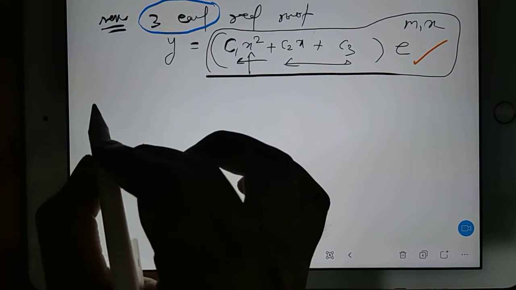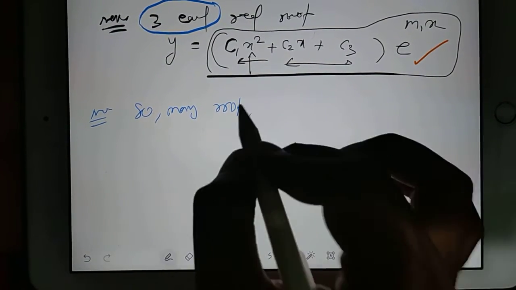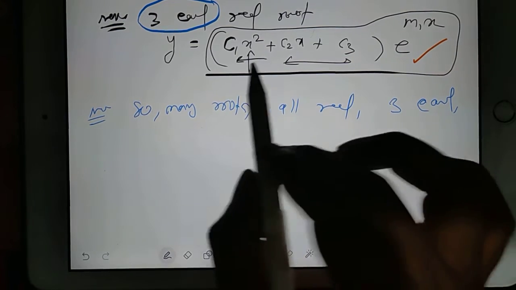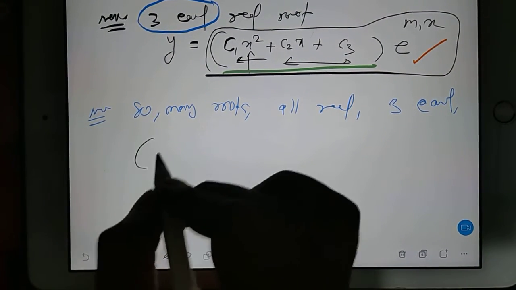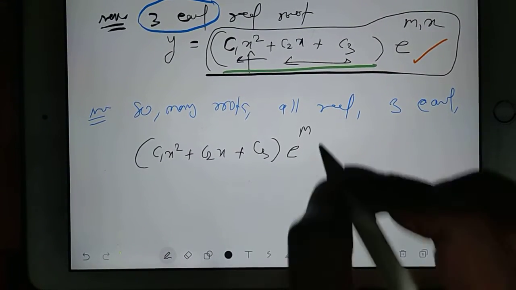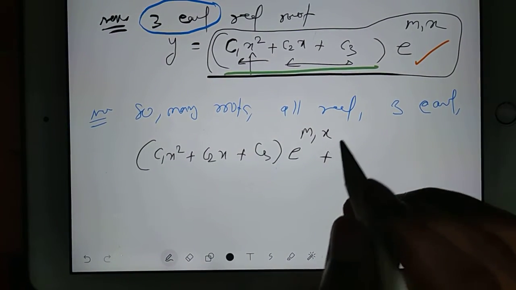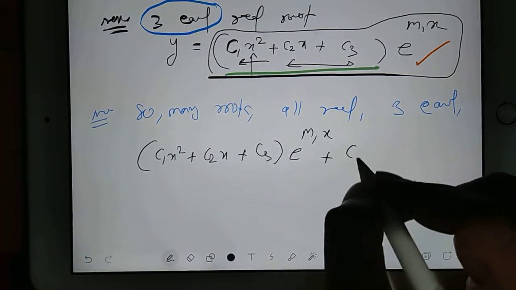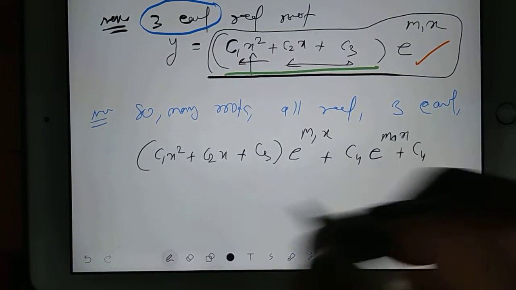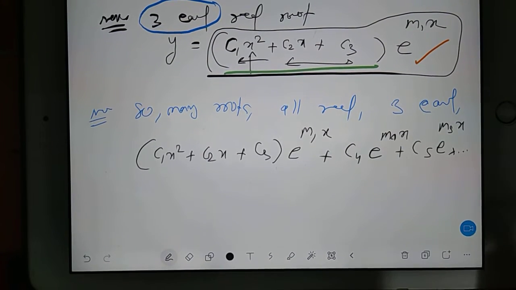So suppose, note again, so many roots, all real, 3 equal. In that case, this much will be as it is: c1x square plus c2x plus c3 e power m1x. But if the c4 term is also there, because now the 4th root will also be there, you follow this procedure: c4 e power m4x plus c5 e power m5x plus dot dot dot, like you can go on.